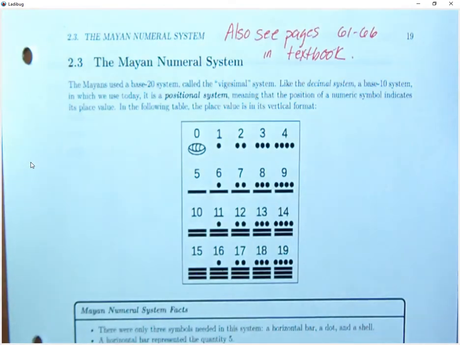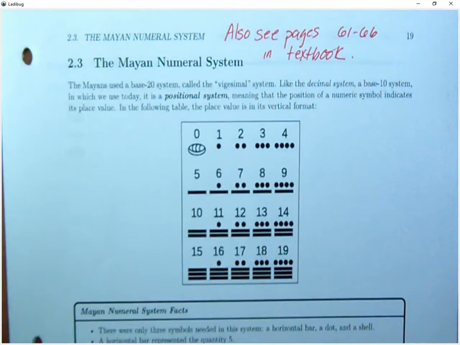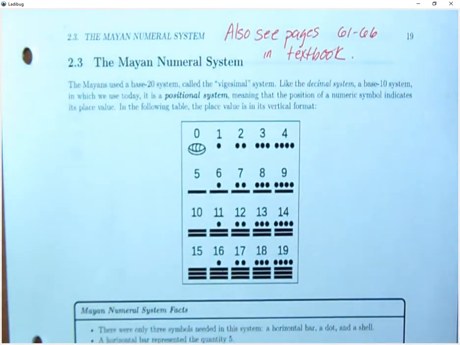Okay, we're still in Chapter 2 for historical counting. We're on page 19 of your workbook. You'll also want to take a look at pages 61 through 66 in your textbook if you have not done that already. This is the Mayan numeral system. It's a positional system, so the positions that they lay in indicate the order, the place value.